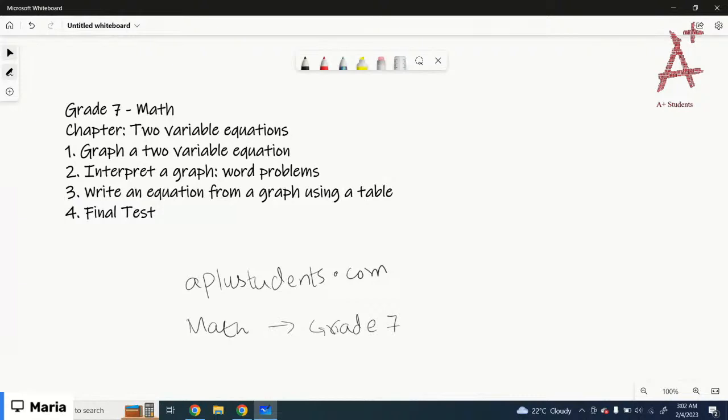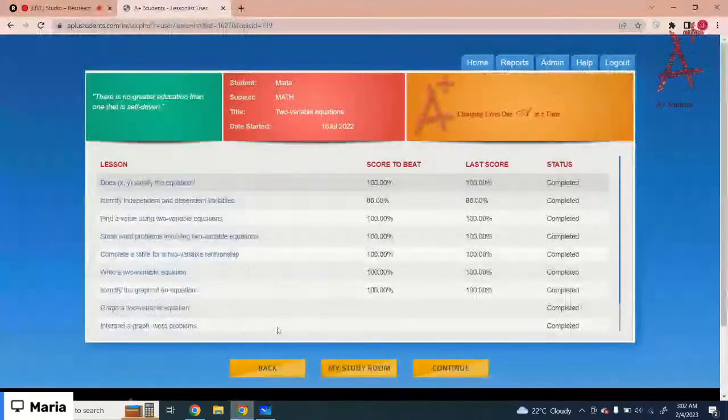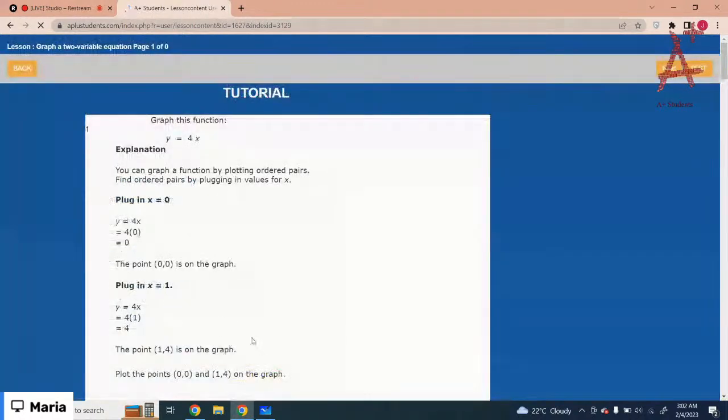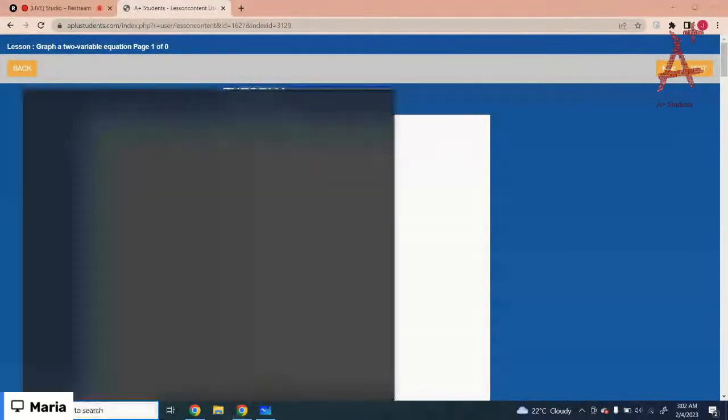Let's just start with the first lesson, that is graph a two variable equation. Please make sure you have your notebook and pencil so that you can note down the important examples and definitions as well. Here I am on grade 7 maths. The chapter name is two variable equations. And here is the lesson I'm going to start with, graph a two variable equation. Let's start with the first example: graph the function y equals 4x.